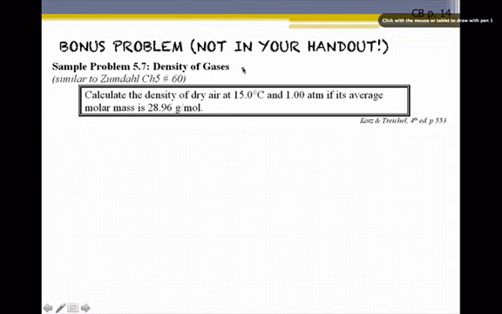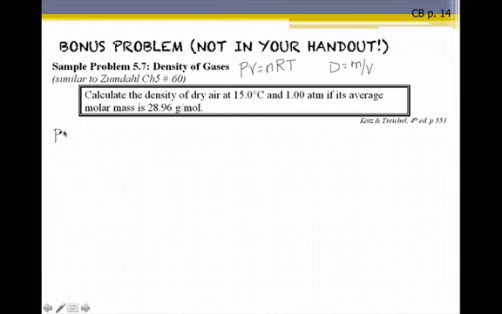All right, this is a bonus problem. It's not in your handout, and it doesn't really fit in with Dalton's law of partial pressures, but I wanted to squeeze this in here so that you guys can at least see it. The density of gases deals with rearranging PV equals nRT, and we need to remember density is mass over volume. So we're going to rearrange this in order to find the density of a gas, and in this case we're finding dry air's density. At 15 degrees Celsius and 1 atmosphere, they're telling us its molar mass is 28.96 grams per mole.